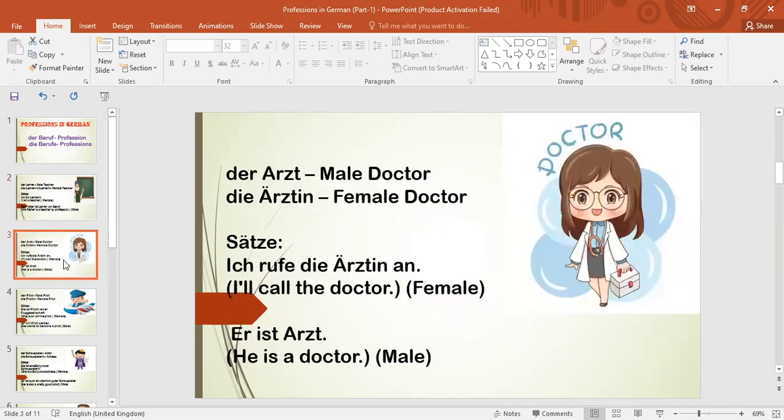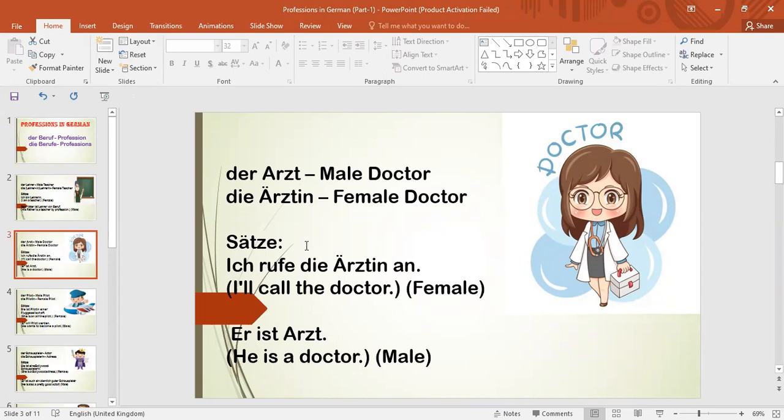Okay, move to the next profession so that it is clear to you. The male doctor is called Arzt, and its article is der. As I have already told you, with the masculine we use the article der, and for the feminine we use the article die. So der Arzt is a male doctor, and die Ärztin, with in added as the suffix, is a female doctor. Please pay attention to the spelling here, as we use an a umlaut.